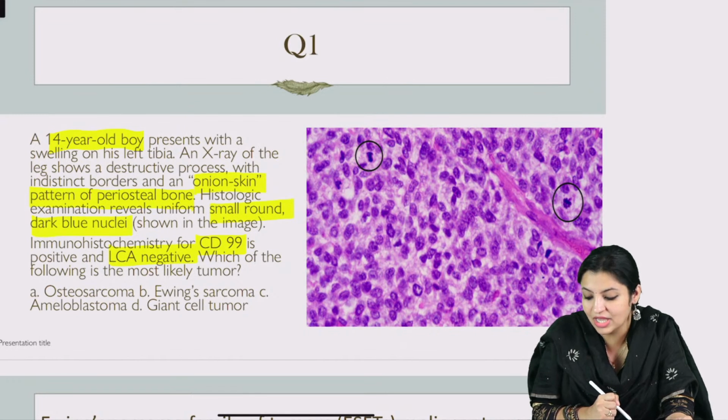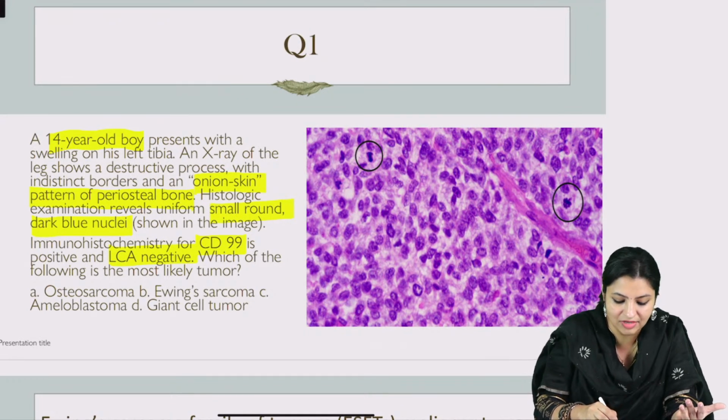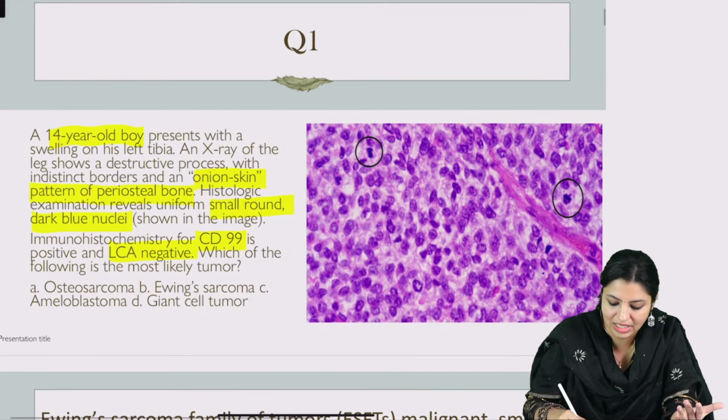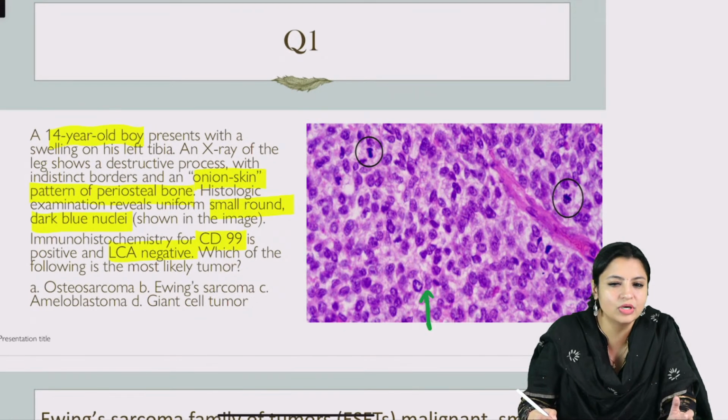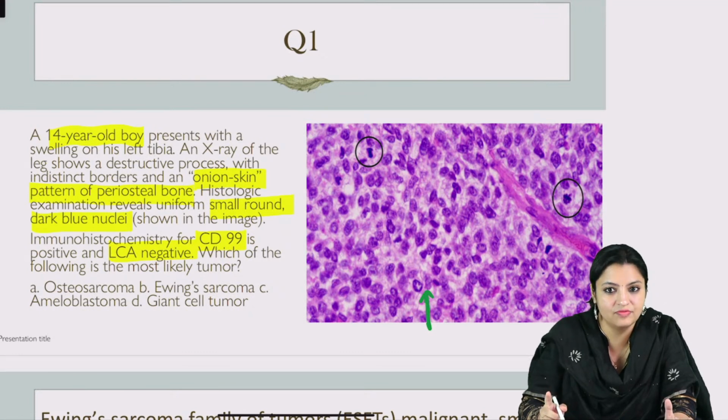Very good, Abhilash and Suman, you are first to answer. Perfect guys. This question has some clues which you should catch. Onion skinning, a young boy, a small round cell tumor, and CD99 positivity. If you look at the histopathology, definitely you see blue cells, blue nuclei everywhere. But what catches your eye here, look very carefully whenever they give you this. This is one of the favorite questions of the examiner.